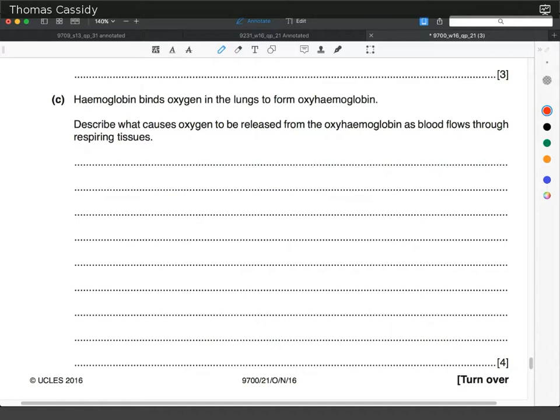And likewise, the carbon dioxide that's already there is going to be at a much higher concentration in these cells that have just been working compared to the hemoglobin. So there's going to be a kind of seesaw swap going on.